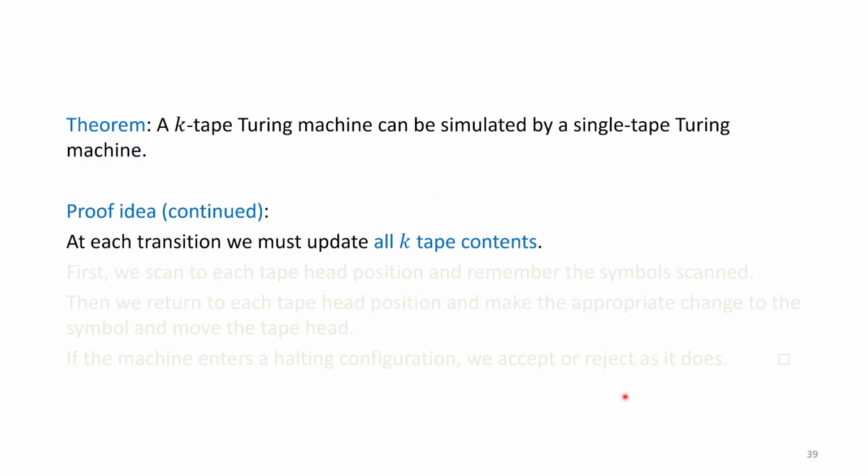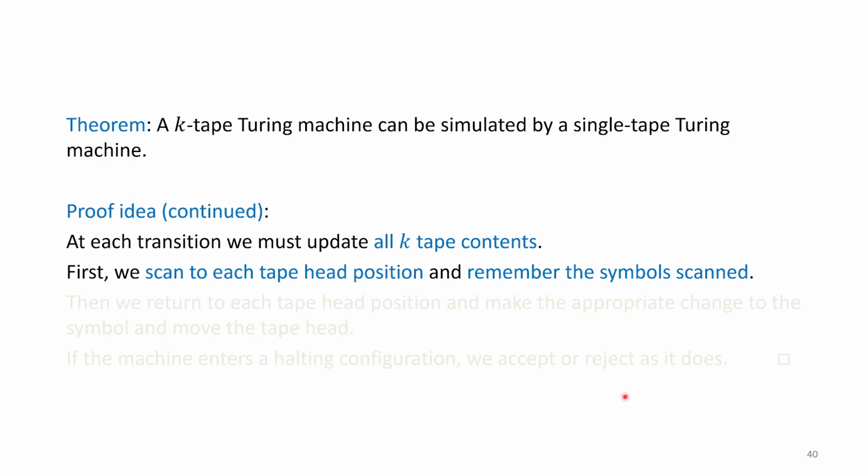Okay, we're going to have to simulate all K of our tapes. We have to do that all with one tape and with one tape head. So what are we going to do? Well, the very first step we do in our simulation is we scan across all of our K tapes, looking for those K tape heads and remembering as we go what they are scanning. And that means branching in our states quite a lot. So remembering the first one, what are you scanning?